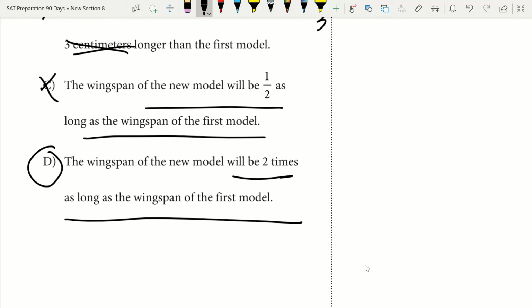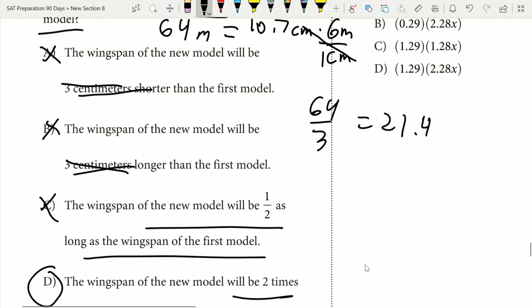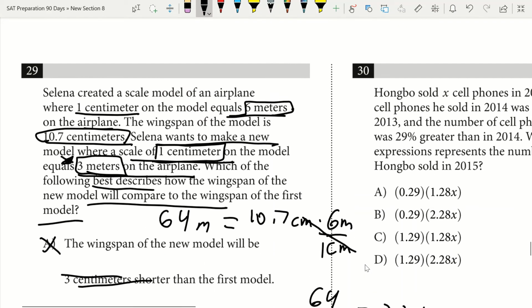All right, so some of you may be thinking, why did he take the time to write out that ratio? I knew immediately that it was going to have to be double the size because it's representing half of the size that it was previously. And since it's representing half the size it was previously for every centimeter, it has to be double as big.